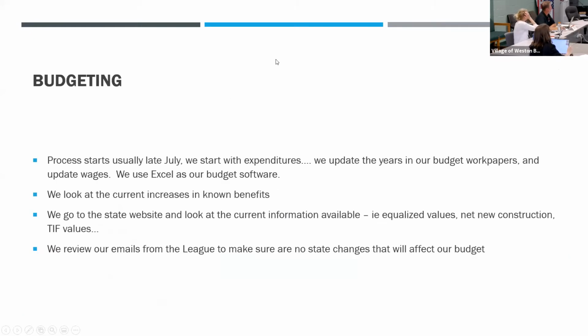So our budget process starts this month. We usually start with expenditures, update the dates in our budget work papers, and update the wages. The main software we use is Excel. In the past, we've had a very clunky budget process where every single department had its own spreadsheet, wages were its own, and then a lot of manual entering. We streamlined it, so with lots of formulas and links, we're able to enter our wages all in one sheet.